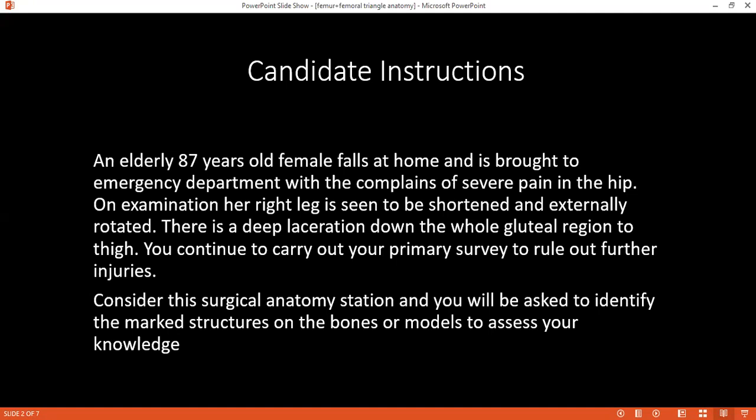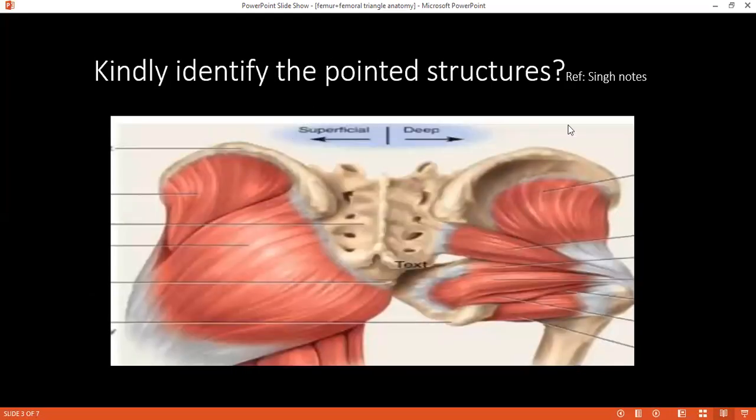Right, so if you have read and understood your surgical anatomy station, kindly tell me which region you are looking at. I'm looking at the gluteal region, posterior. If you can read, it says superficial and deep. So that means there are two sets of muscles which form the bulk of our gluteal region.